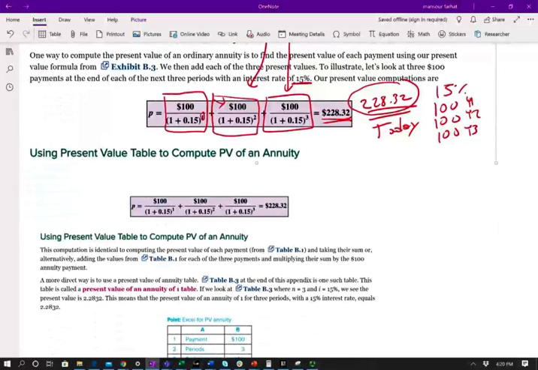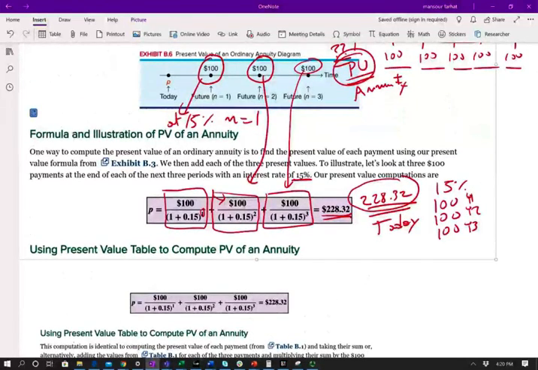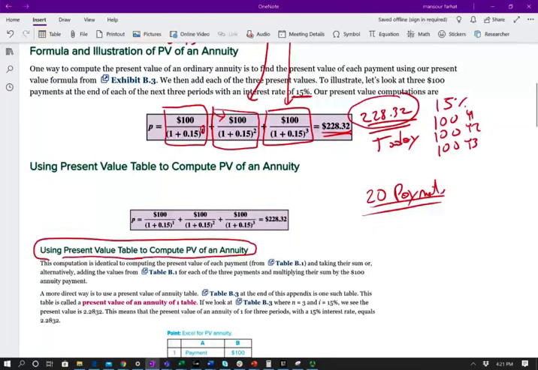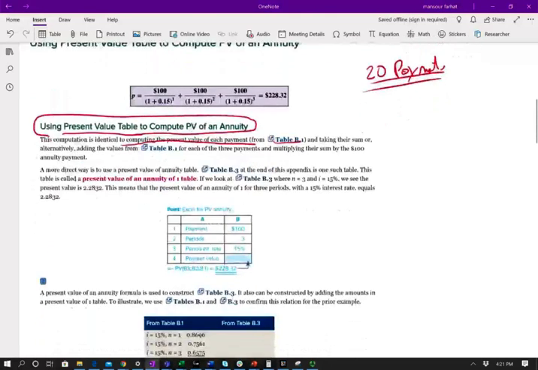Now let's assume we need to find the present value of an annuity with 20 payments. Well, this is going to become cumbersome. So what we do, there is a present value table, just like there's a present value table for a single payment, the present value for a future payment. So there's a present value table to compute the present value of an annuity. This computation is identical to computing the present value of each payment in table B1 if you looked at the present value of a single payment. However, they did all the computation for us.